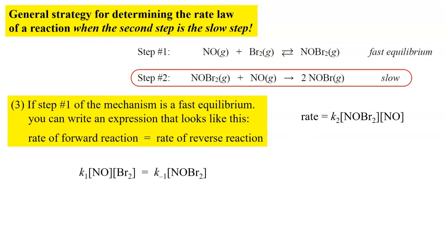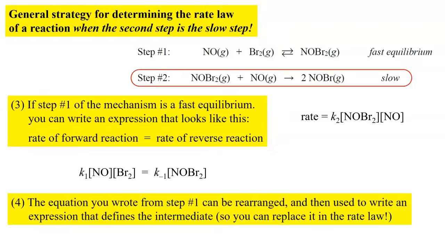And now that I've written that the rate of the forward reaction, which would be k times concentration of NO times concentration of Br2, is equal to the rate of the reverse reaction, which would be k times concentration of NOBr2. That's the substance that I'm trying to get rid of in the rate law. It's the NOBr2. I need to substitute for that. So the equation that I wrote can now be rearranged and then used to write an expression that defines the intermediate so that you can replace it in the rate law.